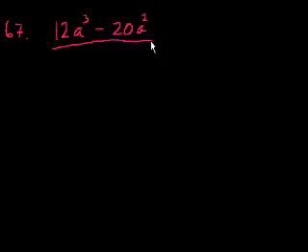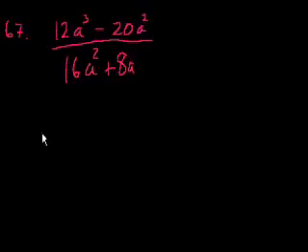Problem 67. Boy, this is good practice. They give a bunch of it. They say, what is, so this is 67, I'll just write it, 12a cubed minus 20a squared over 16a squared plus 8a reduced to lowest terms. So let's just try to factor out things on the top and the bottom and see what happens.